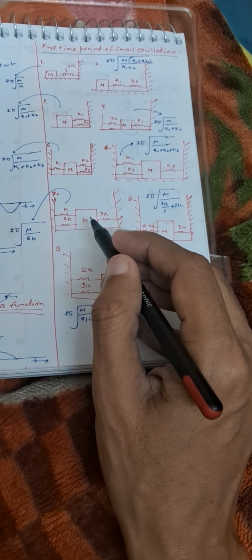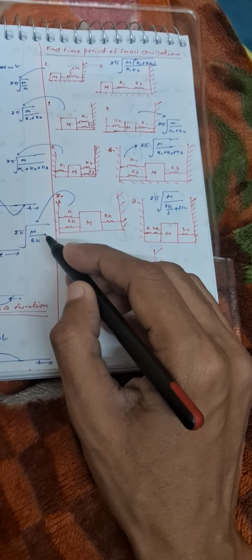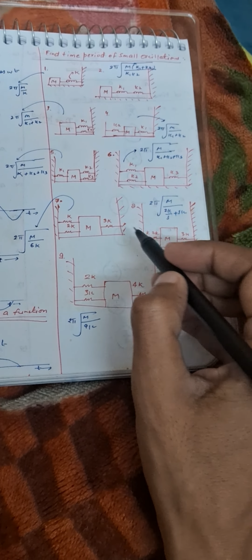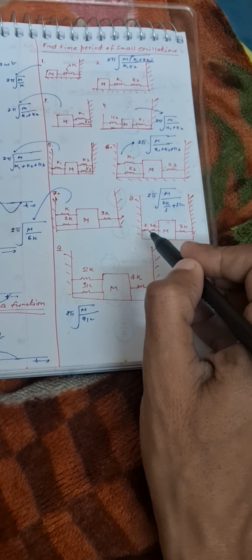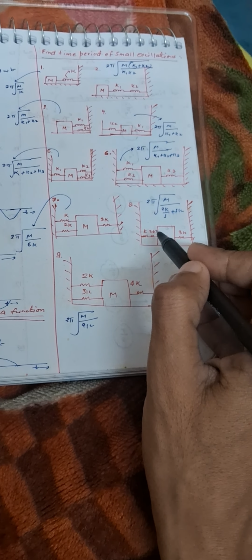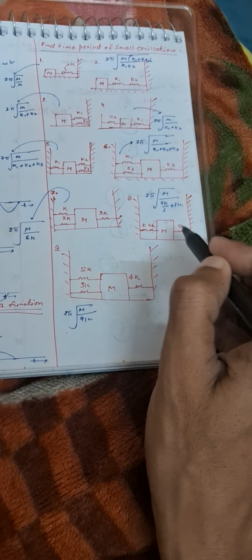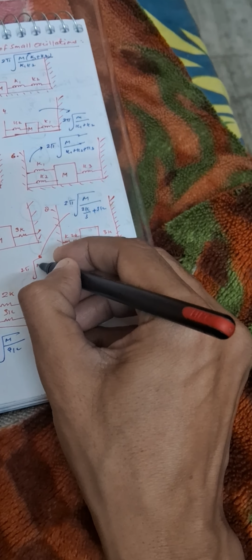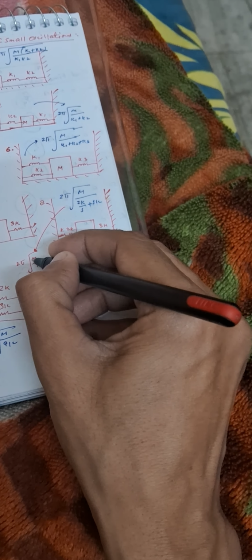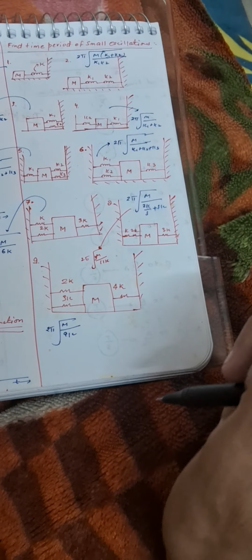Here all the springs are in parallel, so we have 2 pi root m by 6k. Next, here these two springs are in series and this is in parallel with this. The equivalent of these two springs will be 2k by 3 and the other is 3k. So we just add these up and it will be 2 pi root m by 11k by 3. So that will be 3m by 11k, which is the time period of this system.